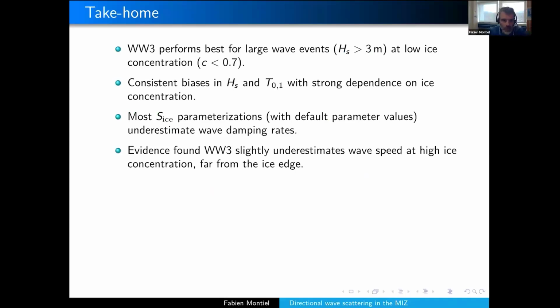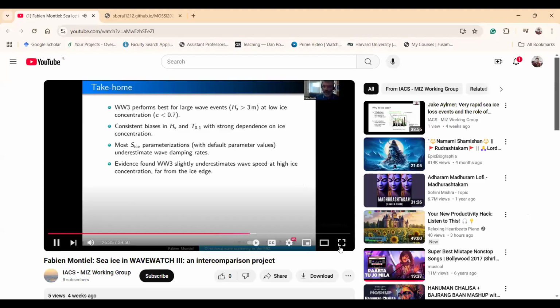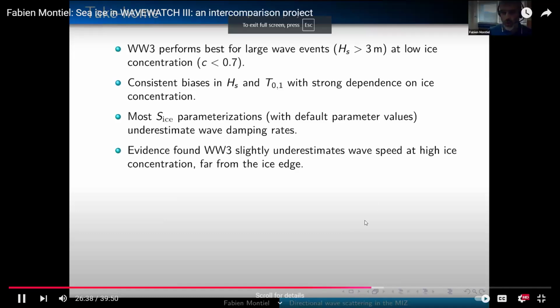Okay, just to conclude, it seems like WAVEWATCH III performs best for larger wave events and at low ice concentration. We also observe clear biases in both significant wave height and mean wave period, which depend strongly on ice concentration. Most of these SIS parameterizations, which we used with their default parameter values, underestimate the wave damping rate or attenuation coefficients, and we also found evidence that WAVEWATCH III slightly underestimates the wave speed, especially at high concentration or far from the ice edge.